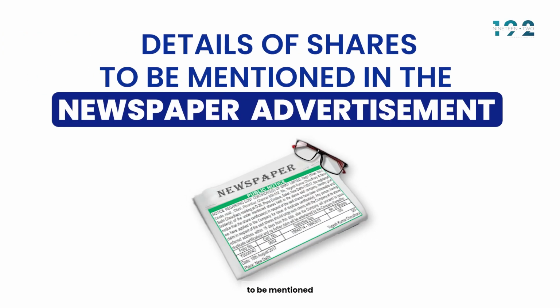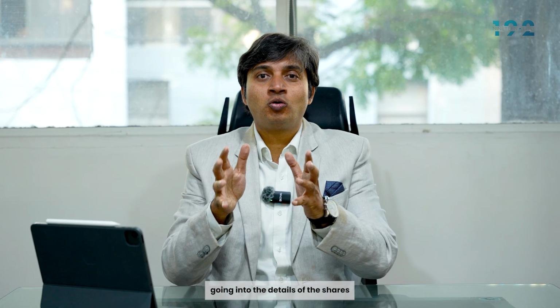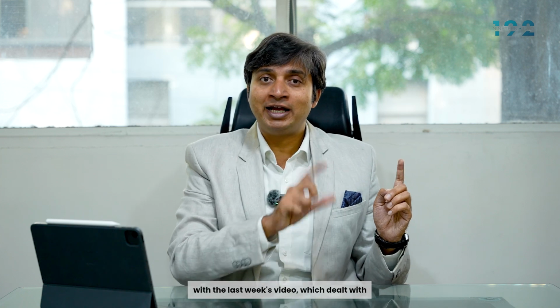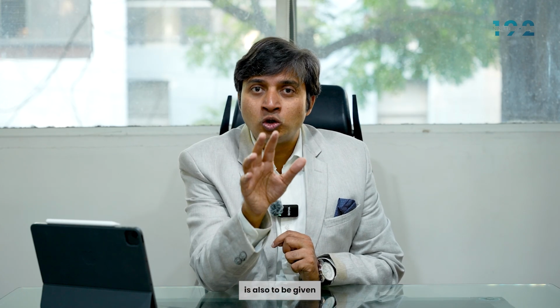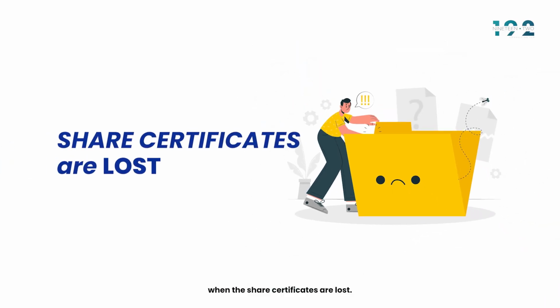In today's video, we are going to discuss the details of the shares to be mentioned in the newspaper advertisement. Before going into those details, let us quickly understand why a newspaper advertisement becomes mandatory, or in which cases it is imperative for investors to issue a public notice through a newspaper advertisement. Again, this information goes in conjunction with last week's video, which dealt with the information to be mentioned in the first information report or FIR, which is filed when the share certificates are lost. A newspaper advertisement is also to be given when the share certificates are lost. Let us understand the purpose of the newspaper advertisement.